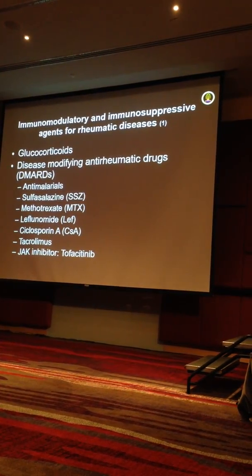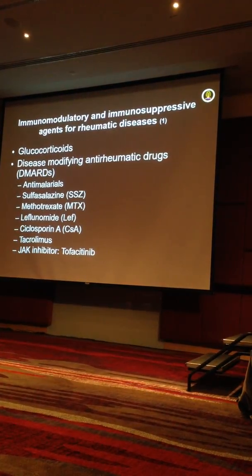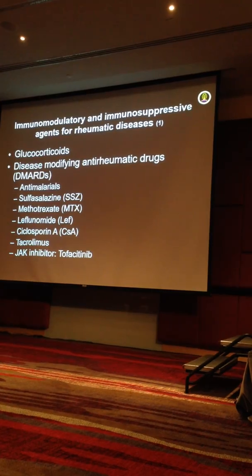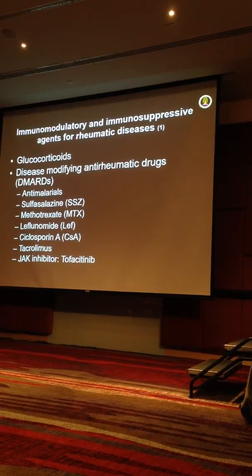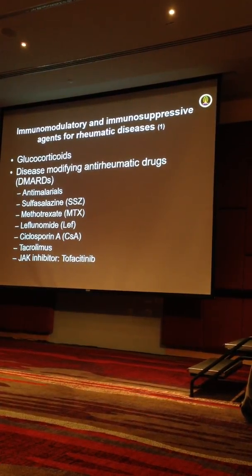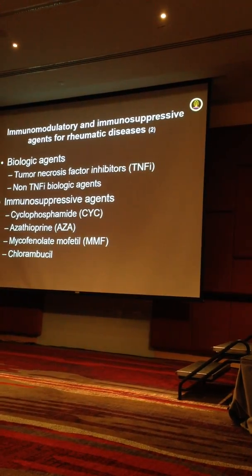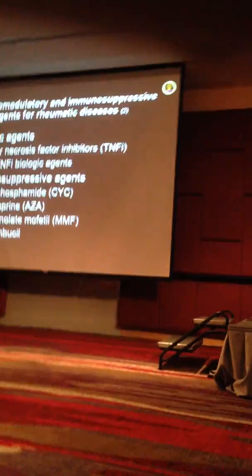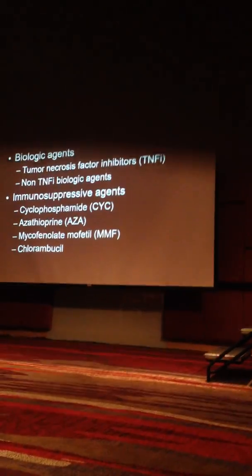I would like to focus on the last one, the new one, the JAK inhibitor, which can inhibit the intracellular signaling pathway, the tofacitinib, which is already approved for the treatment of rheumatoid arthritis, but it will be a new one to be used in inflammatory eye diseases. And for the biologic agents, we will describe TNF inhibitors and non-TNF inhibitors. And for immunosuppressive agents, the older cytotoxic agents are rarely used nowadays, but they may still be more effective in some refractory patients.